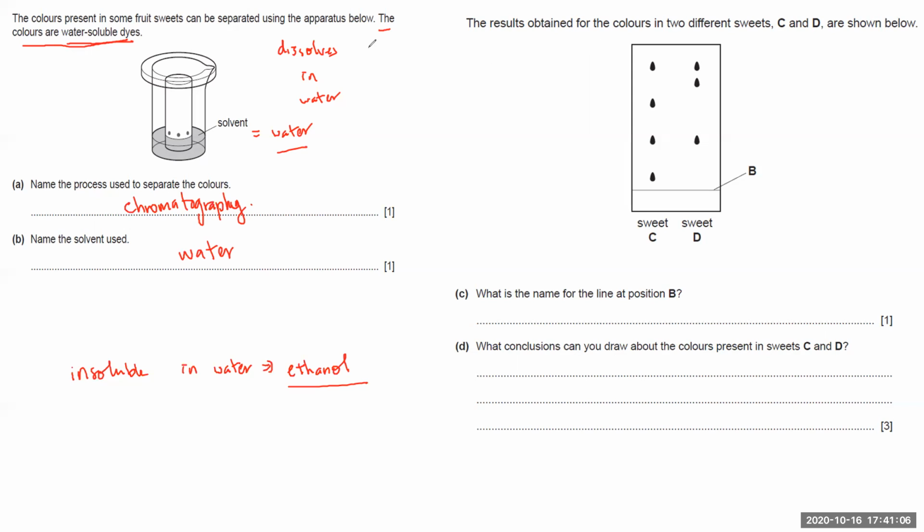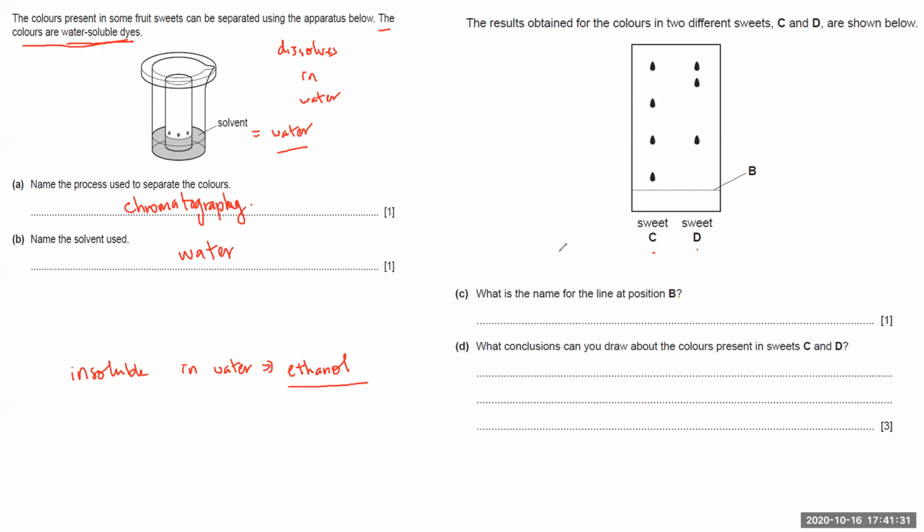Okay, now the results obtained from the colors are in two different sweets. So there's two sweets that we test, sweet C and sweet D. Sweet C and sweet D have different colors. At the beginning of the experiment, they put the drops of colors from sweet D and sweet C here. At the end of the experiment, the colors have moved upwards.